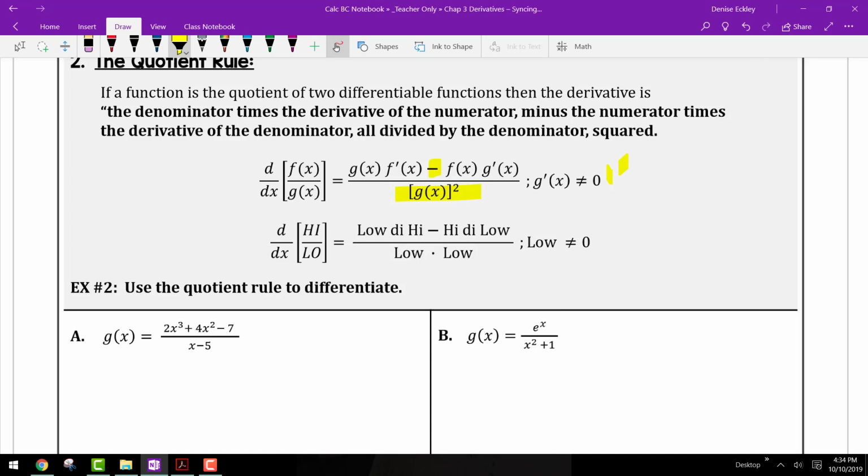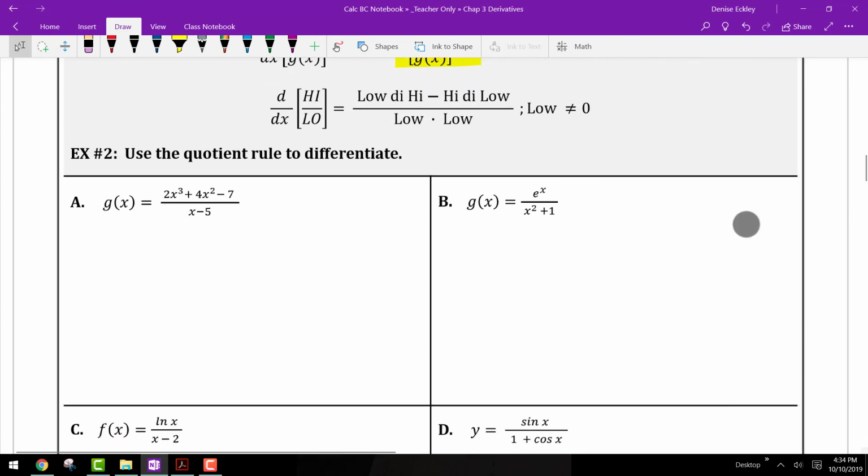Okay, and this is a little mnemonic. I'm not big on mnemonics, but I put it in here. It's high in the fraction over low in the fraction. So it's low d high minus high d low over low low. Okay, and you have to remember low can't equal 0. I was never one for mnemonics, but if they help you, that's great.